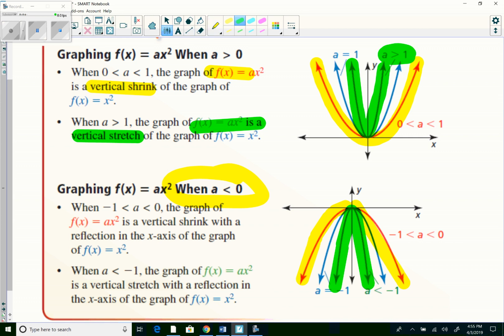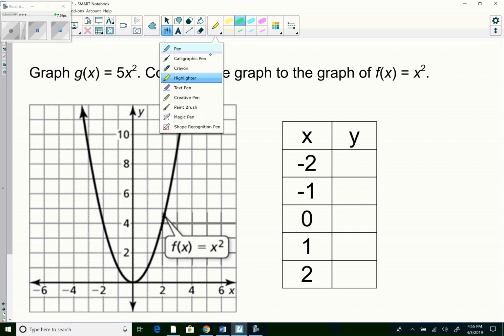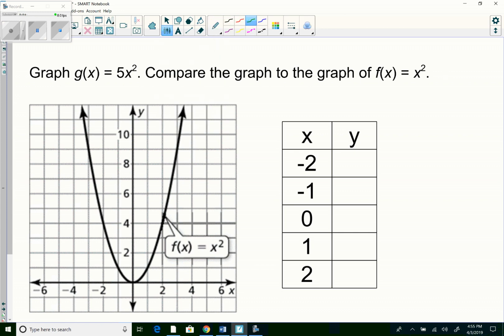All right, so I'm going to try to somewhat hustle through these because I don't want to make these videos too long. Basically, I gave you graphs that have the parent function, x squared, on them. We're going to go through and graph our new function and figure out, is this stretching or is this shrinking? Is this getting closer to the y-axis or is it getting closer to the x-axis?